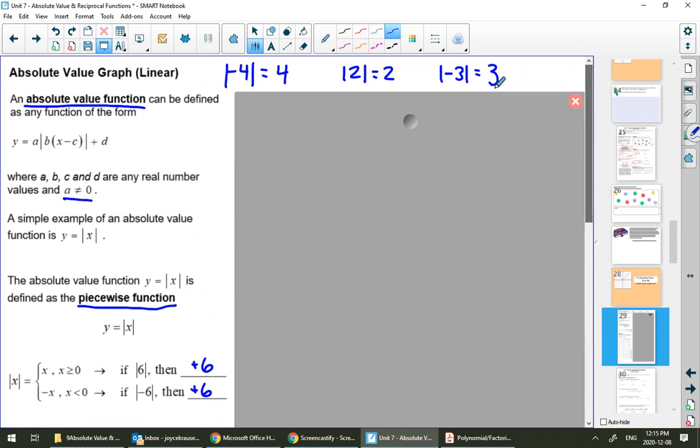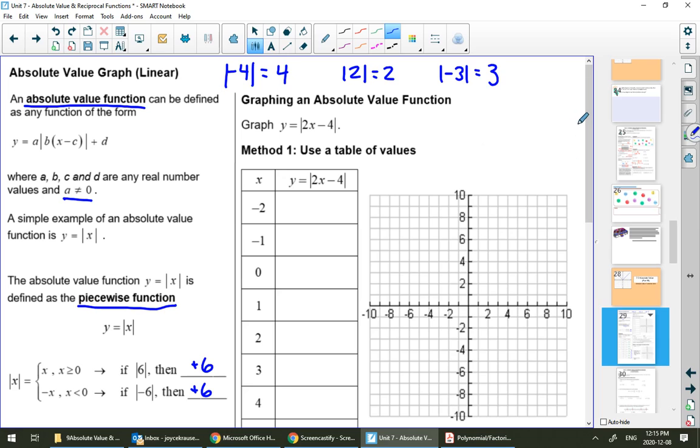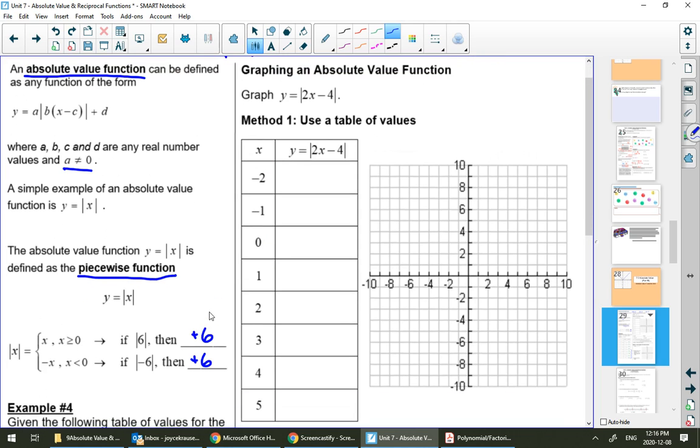So let's take a look at an example here. Now we're being asked to graph y equals the absolute value of 2x minus 4. There are two different ways we can do this. One is with a table of values, and one is using that concept we just talked about, positives staying positive and negatives becoming positive. So let's start off with our table of values here. We're given some values for x, so -2, -1, and so on. We're going to substitute them in to get our y values.